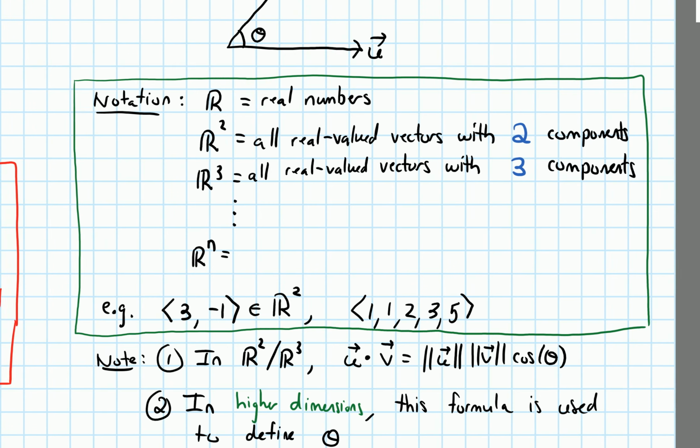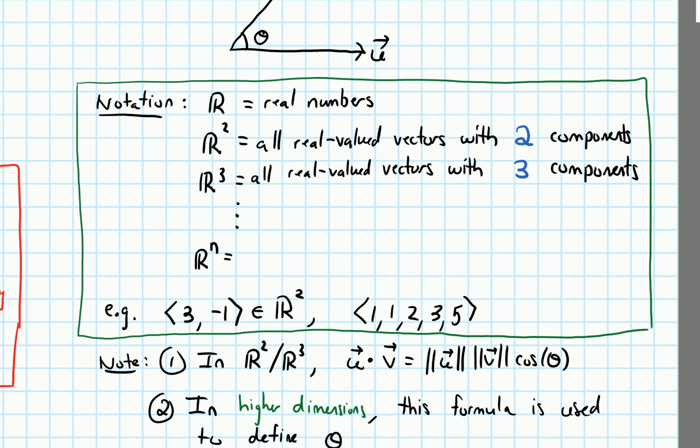Okay, so let's go back to our notational comment. Okay, so in general, if we have Rn, that is all real valued vectors with n components. So for example, if we had the vector 1, 1, 2, 3, 5, this vector is 5 components, which are real numbers, so this is an element of R5.